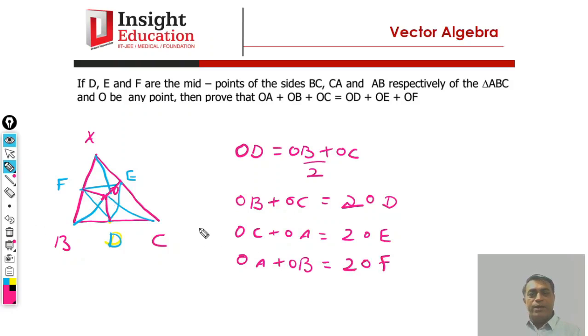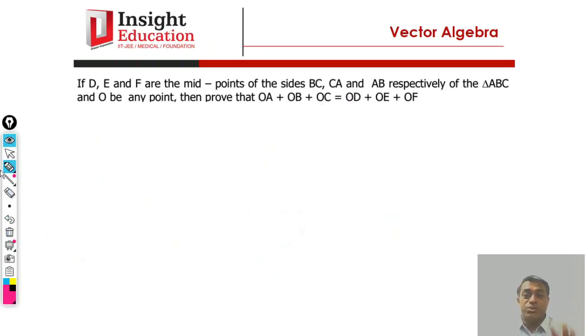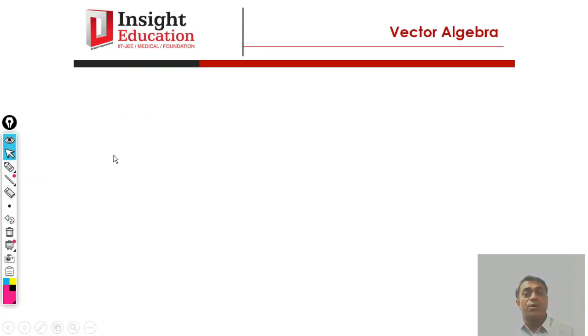Okay, so now add equations 1, 2 and 3. I will get 2 times OA plus OB plus OC on the left, and here 2 times (OD plus OE plus OF). So now it is proved that OA plus OB plus OC is equal to OD plus OE plus OF. The trick here is you want to find the relation between OB, OC and OD, so focus on this part and similarly apply it to the 3 sides. Clear? So in vectors, where to start depends on the situation. There is no ready-made formula.